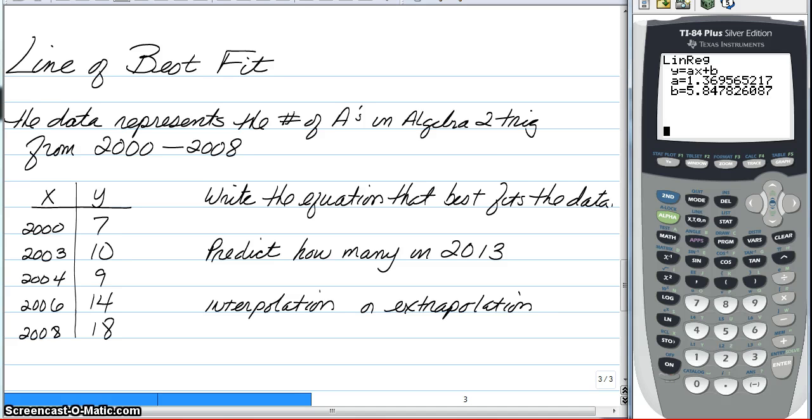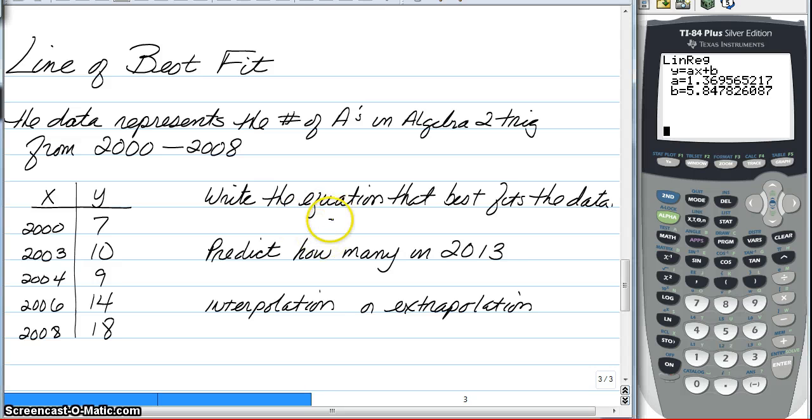Okay, so to do this, all you have to do is write an equation, which is y is equal to, let's round to 3 decimal places, 1.370x plus 5.848. Okay, so then we're going to predict how many A's we're going to have in 2013.